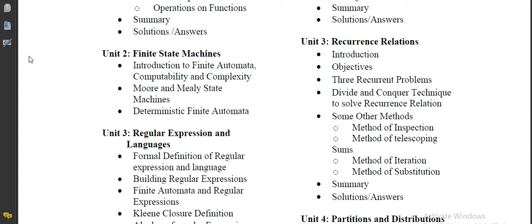Today I will discuss one more important topic from Block 2, Unit 2 and Unit 3, which covers the automata part: state machines, regular expressions and languages. Before starting these topics, I would like to tell you that 3 to 4 questions are asked from these two topics.